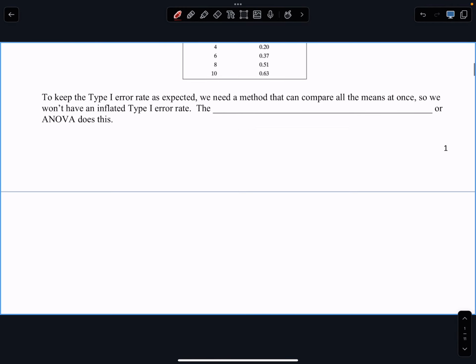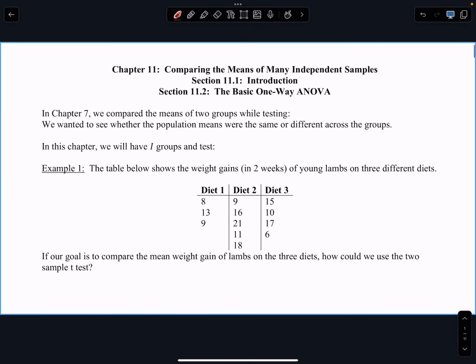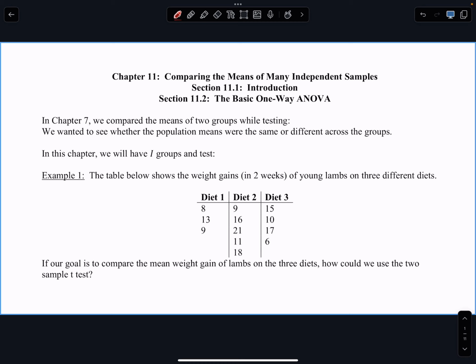And I'm going to insert a page here. Chapter 11, we're going to be comparing means of many independent samples. All right.